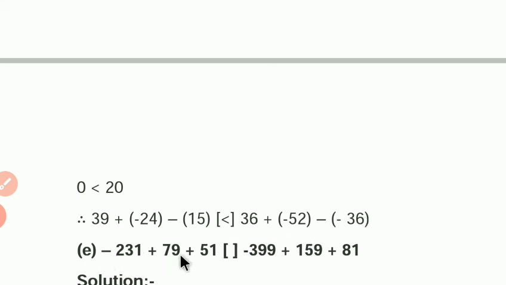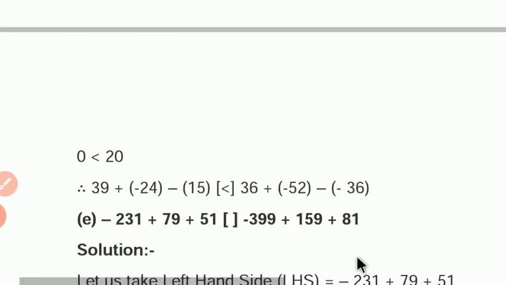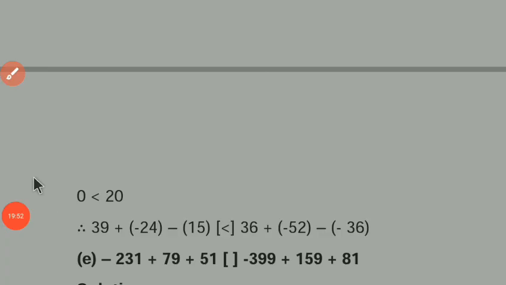Then the last one, minus 231 plus 79 plus 51 and minus 399 plus 159 plus 81. This question you also have to solve like the previous questions. So this one is your homework. You have to do it by yourself. So we will see the next question in the next class.